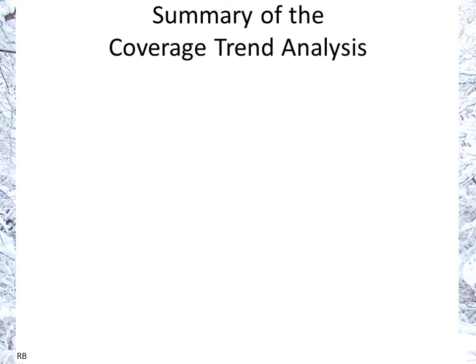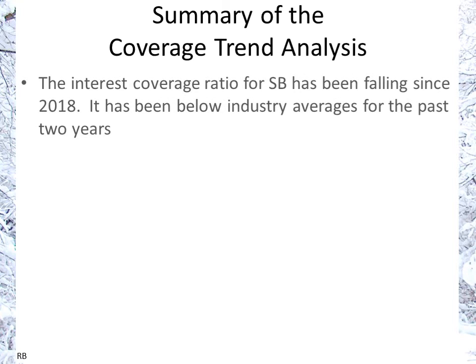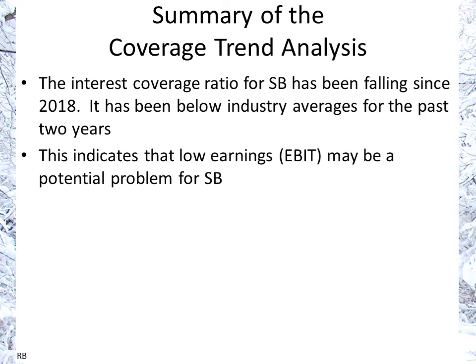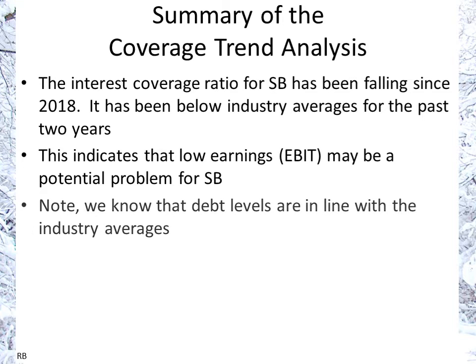So summarizing the coverage trend analysis, the interest coverage ratio for Sequoia Bonsai has been falling since 2018. Over the past couple of years, it has been below industry averages. Now this indicates lower earnings before interest and tax may be a potential problem, because we also know that the debt levels are in line with the industry average. So that means the source of the problem is not the level of debt, it would be the level of earnings.